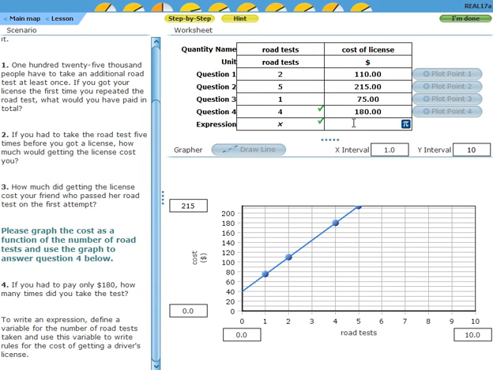Okay, finally the expression is x, and then over here for the cost of the license, 40 plus 35x. Okay, $40 just to start, and then 35 for each road test you take. And there we go. That'll do it. I think that's everything here. Then click I'm done, and you're set.